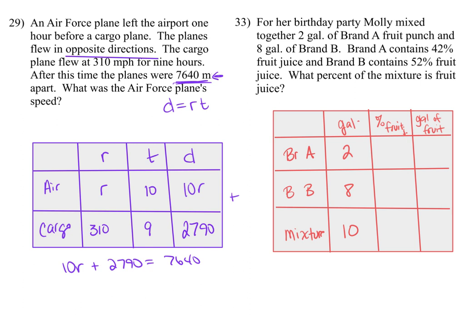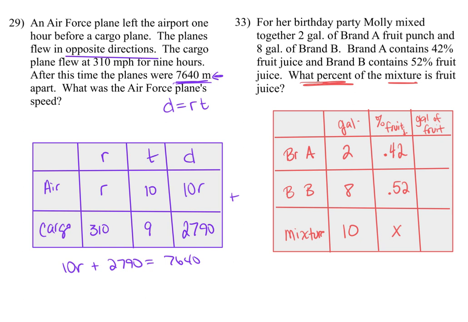It says brand A is 42% fruit juice. So this is 42% fruit juice. Brand B is 52% fruit juice. What percent is the mixture? This column never adds down. Your percentages do not add down. And they actually say what percent is the mixture. That's what we're looking for right there. What percent is the mixture?